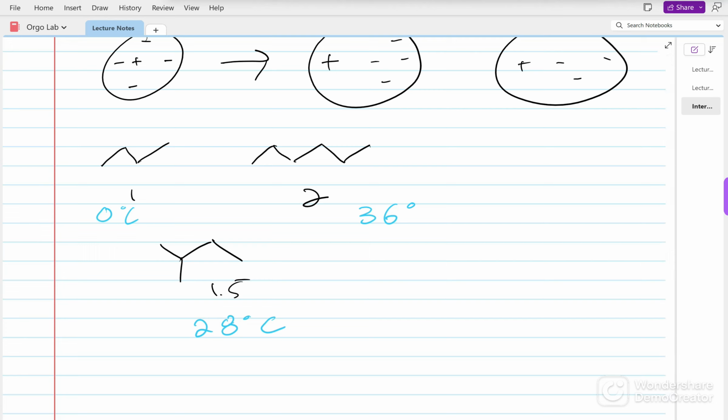I think that's pretty much it. There's not much more I really want to cover. That pretty much does it. That's a really brief overview of some intermolecular forces.